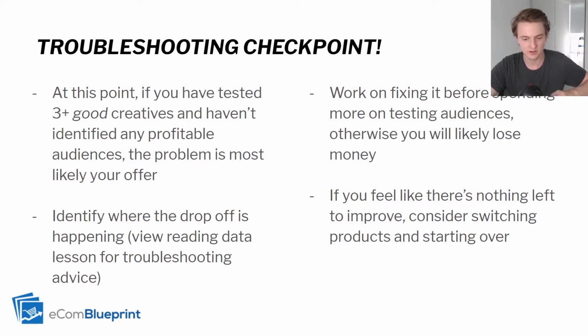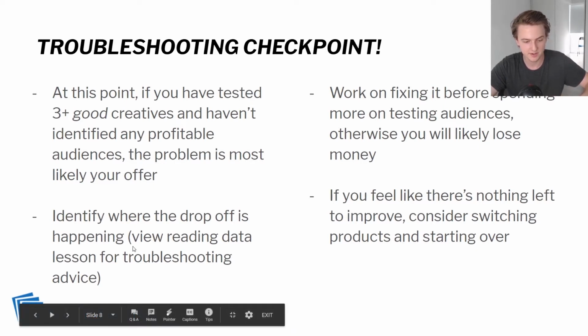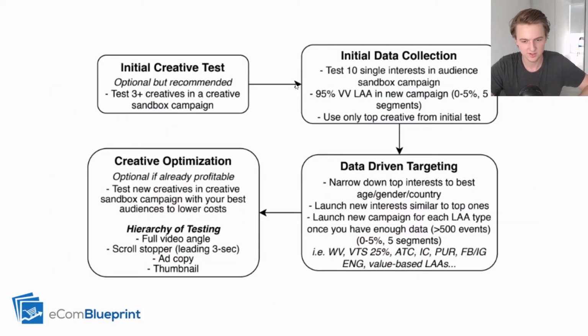So just get creative and identify where the drop-off is happening and fix it before spending more money on testing new audiences. So I talked about the initial creative test. I just talked about the initial data collection. Now right here in between these two is where you do the troubleshooting checkpoint, right?